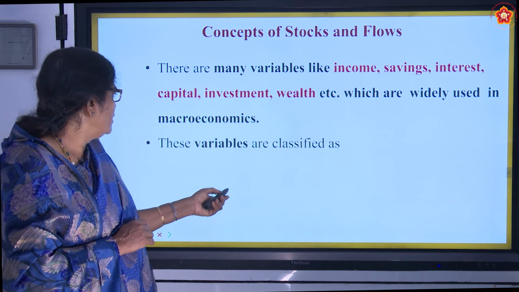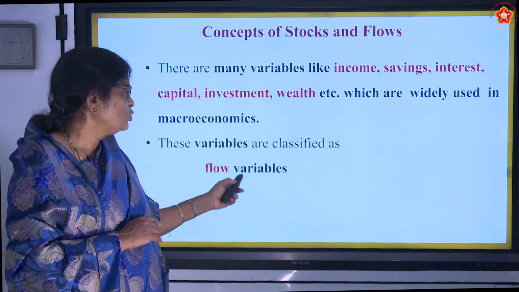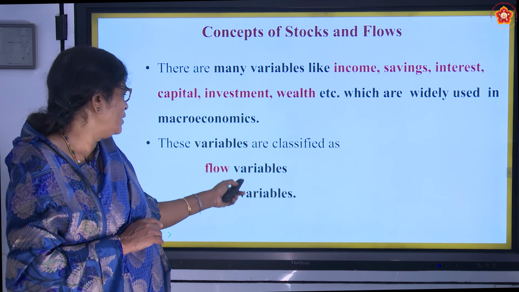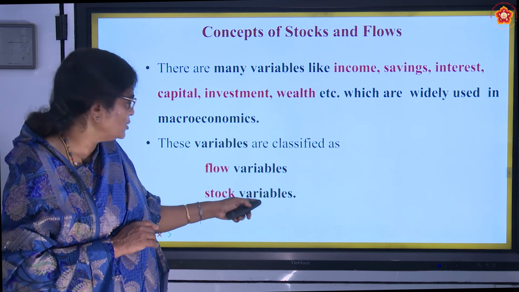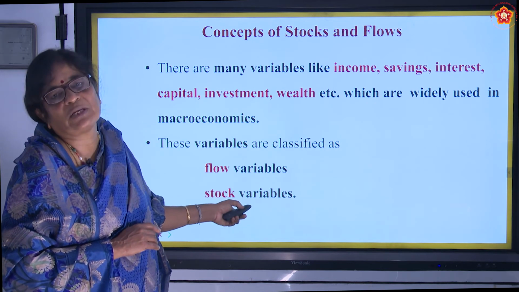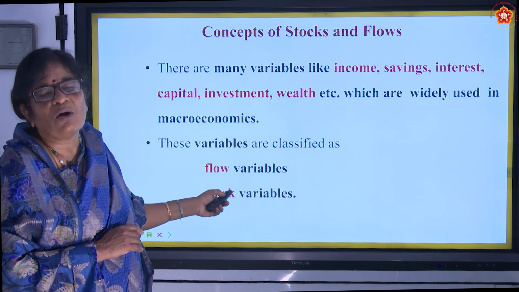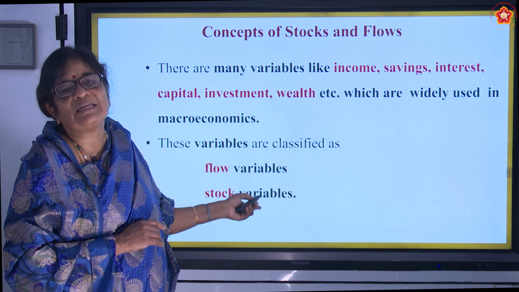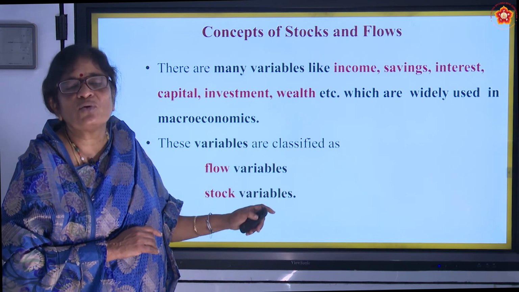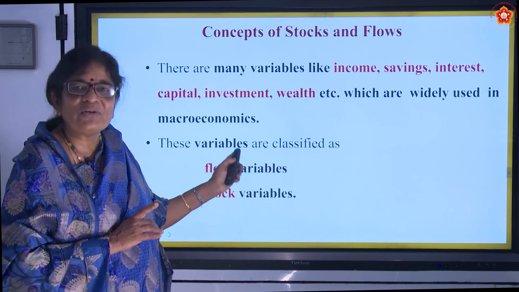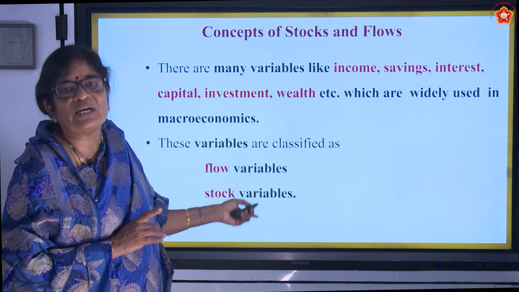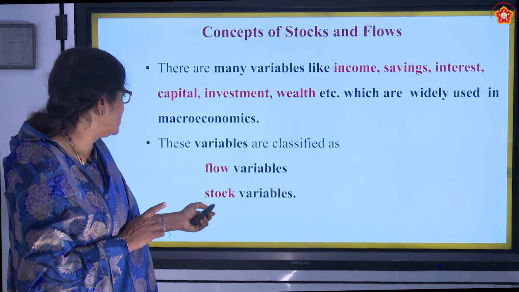And these variables are classified into two types. One is the flow variable, the other is the stock variable. Now we are going to see the differences between flow variables and stock variables. This is a very important question, always asked repeatedly. Differentiate between flows and stocks: a 4 sentence, 2 mark question. Here you can see what the flow variables are.